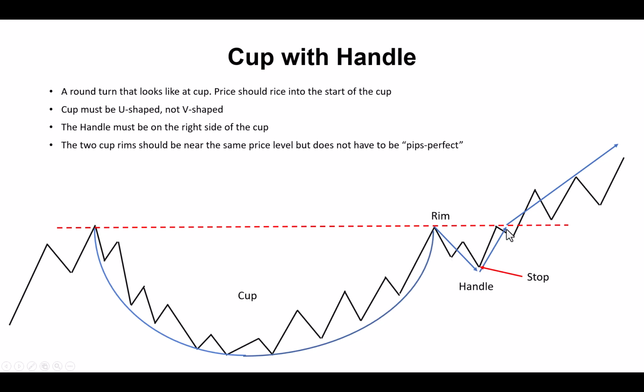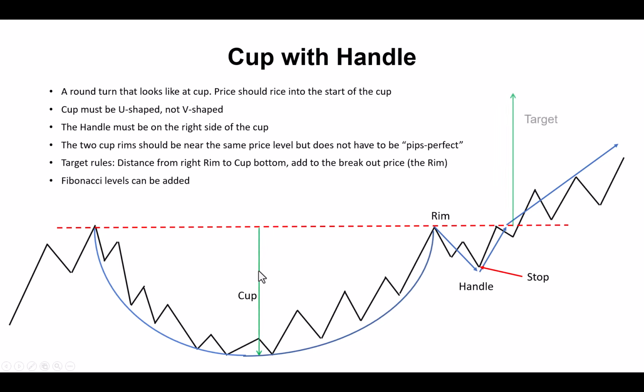Then you can calculate your target, which is the distance from the rim down to the bottom of the cup, here and here. And then you can calculate the target, and you can add your stop. The stop is the lowest price on the handle. The handle doesn't have to be exactly like I've seen it here, or you see it here, where it zigzags down, A, B, C, D, or whatever. It can also be more or less a sideways one in a fairly big range.